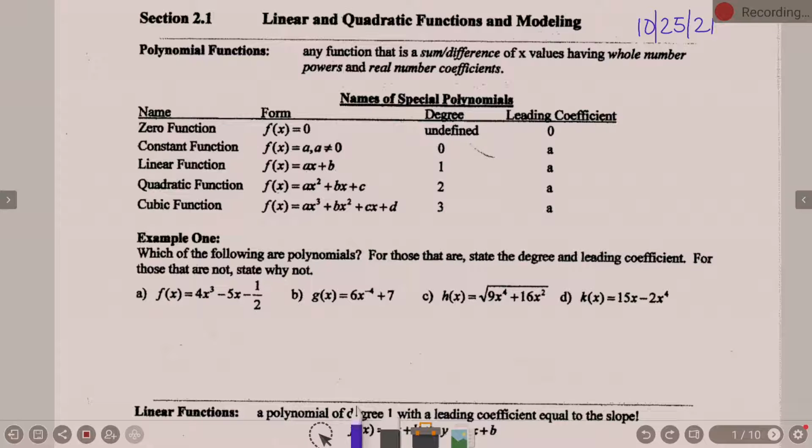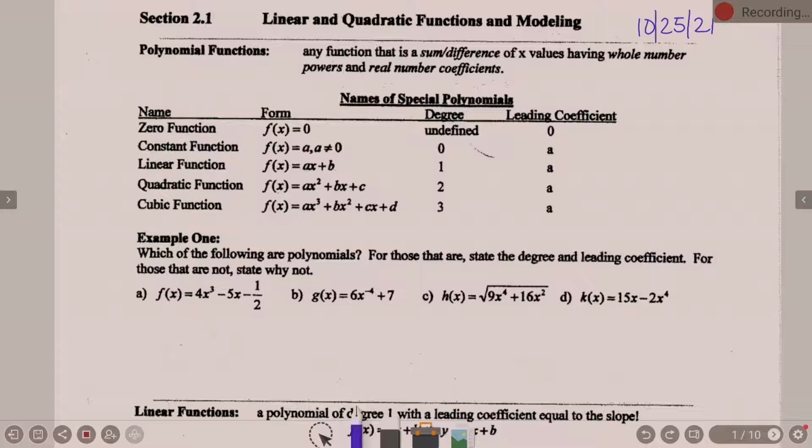Let's go back to Algebra 1 for a moment, though. Polynomial functions. Maybe even, honestly, pre-algebra. I feel like I talked about polynomial functions when I taught middle school math, so maybe even pre-algebra. Any function that is a sum or difference of x values having whole number powers and real number coefficients. This is what we're talking about when we talk about a polynomial function. So a good, solid definition you need to know.